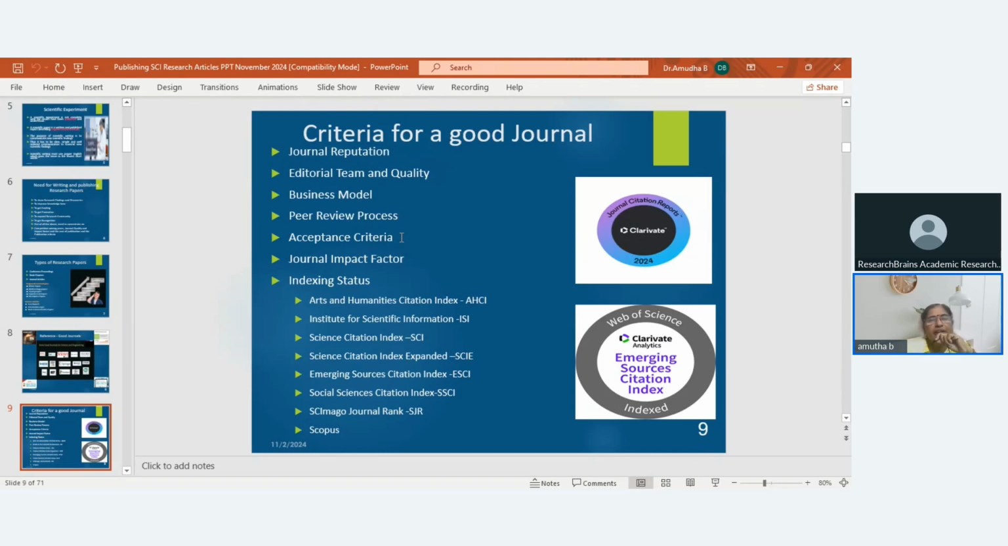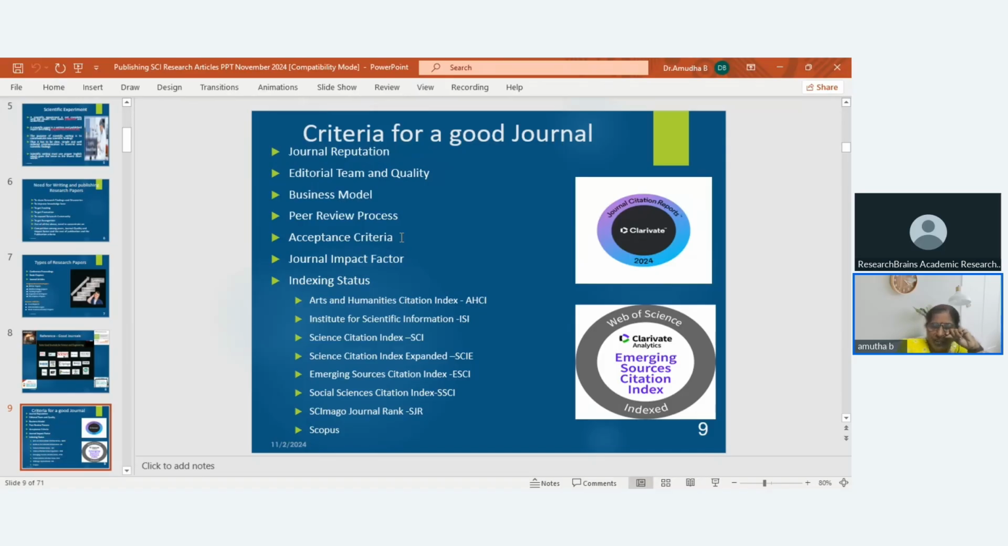If 100 people or 1,000 people are sending papers to a particular journal, will all 1,000 papers be published in the journal? No, they won't be published. They'll have an acceptance criteria. Maybe 20% of the papers may be accepted.